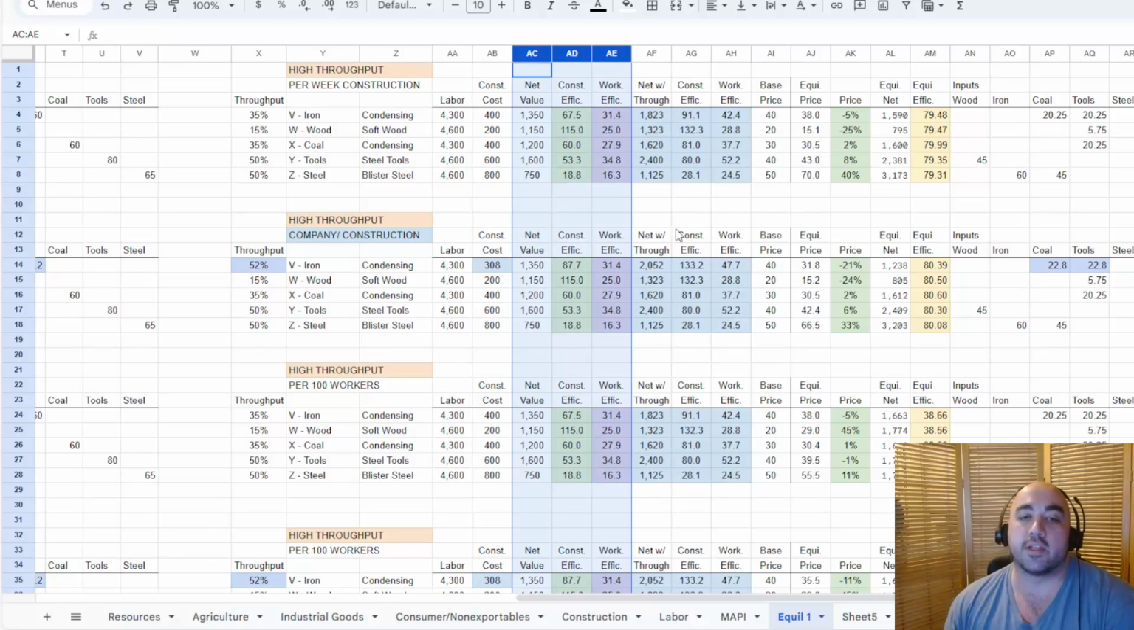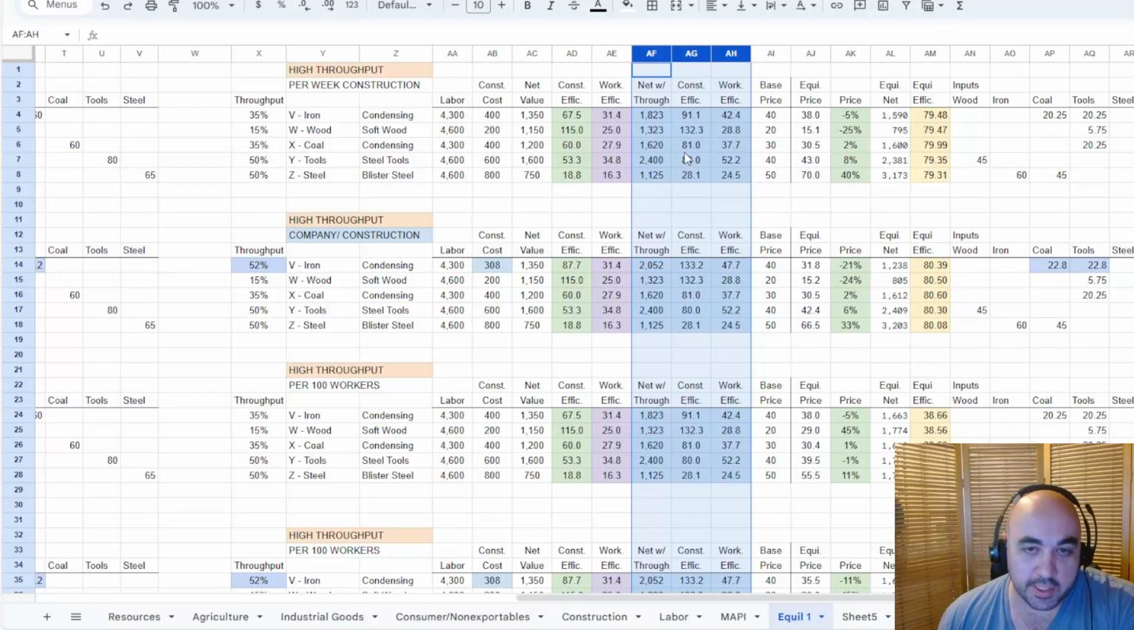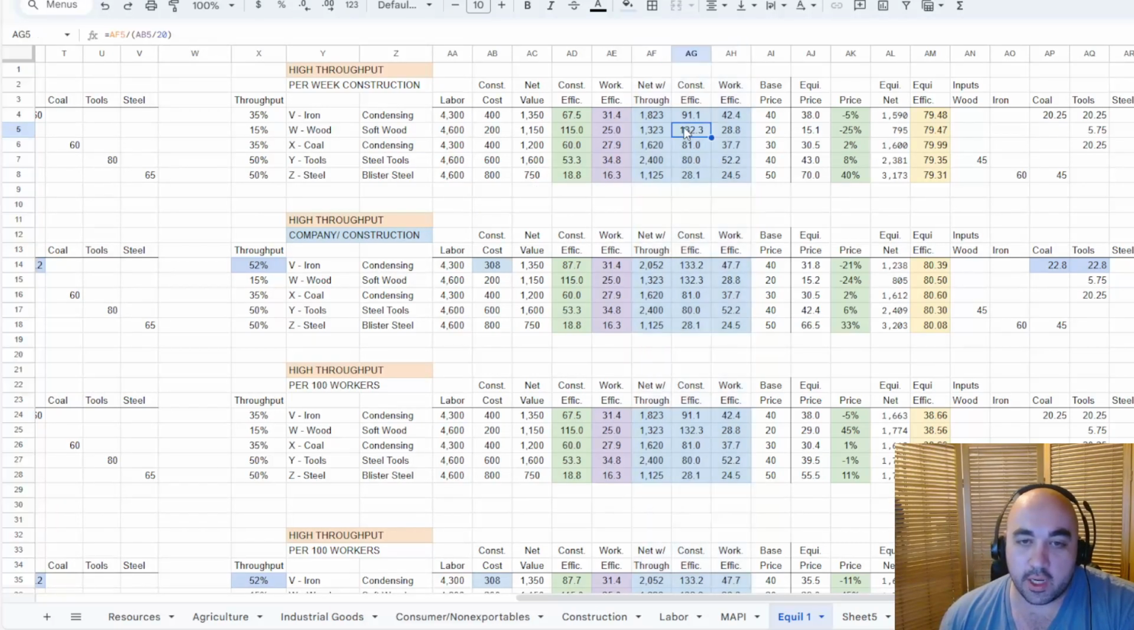So this is without considering throughput, the net value added, the construction efficiency, and also the worker efficiency. To the right of these we have the net when you consider throughput, which I think is worth looking at. And what we will see is that there is a 15% increase, for example, on the wood here, but the increase is going to be greater on the iron.